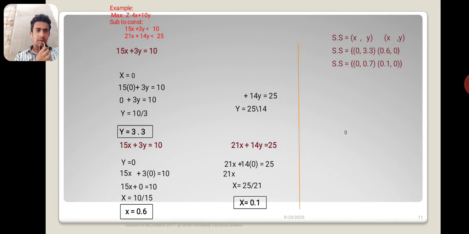The corner points are (x, y): (0, 3.3), (0.6, 0), (0, 0.7), (0.1, 0).